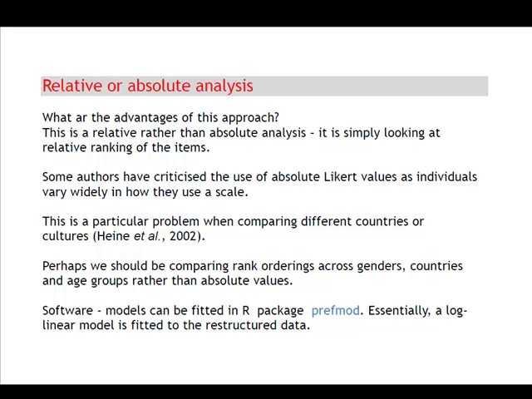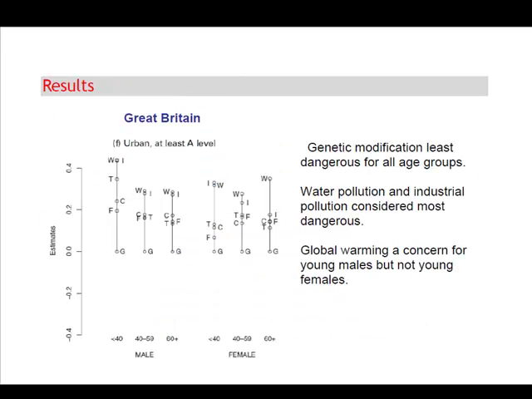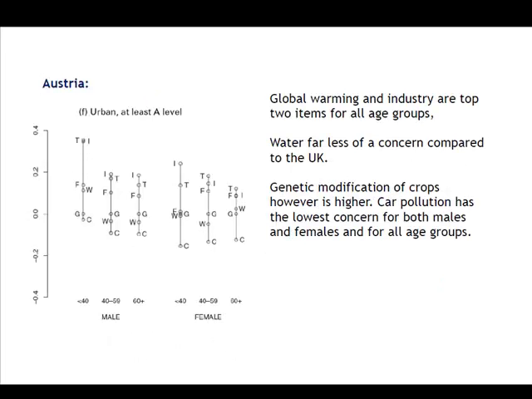Well, pair comparison models can be fitted in R using the package prefmod. This is the type of thing that you get out. So for Great Britain, we can see that genetic modification is right at the bottom. That's least environmentally dangerous. Water pollution and industrial pollution is considered to be at the highest. Global warming, temperature, which is the T on that diagram, is a concern for young males, but not a concern for older groups and so on.